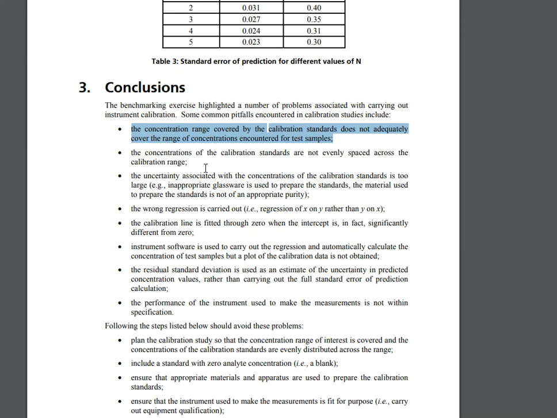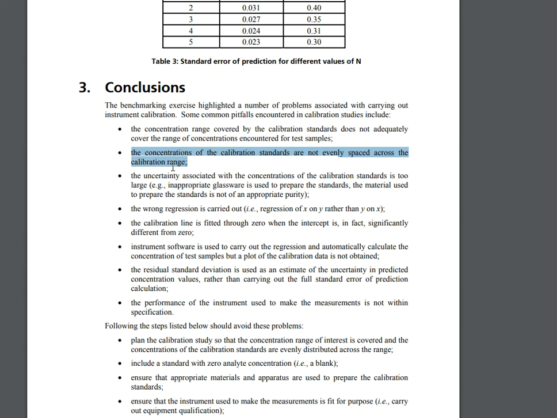So next, the concentrations of the calibration standards are not evenly spaced across the calibration range. So this is going to be basically the majority of them, right? We want the majority of the standards in the center, the average value that we're seeing with our samples. And then we said we're going to pick out a couple below and a couple above. But the majority of the standards should be smack dab in the center. So that's basically what that's referring to.